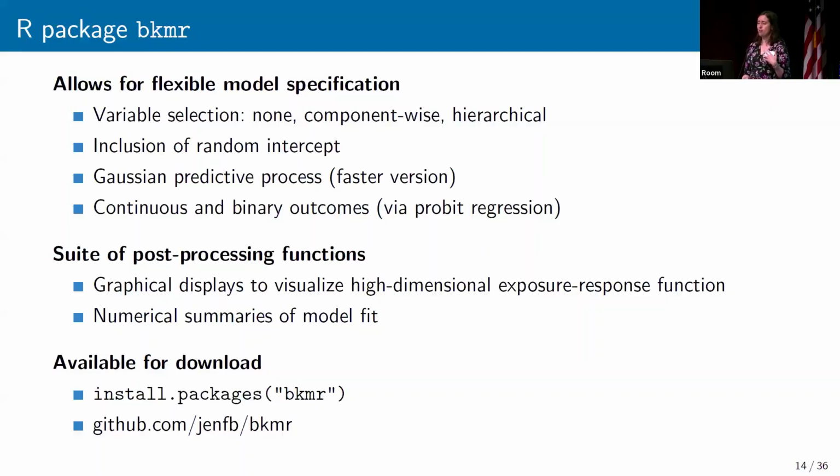It also has the flexibility where if you have clustered outcome data, so for example, if you have individuals who are clustered within families, you can include a random intercept to account for a correlation within a cluster. I've also implemented a faster version using a Gaussian predictive process.